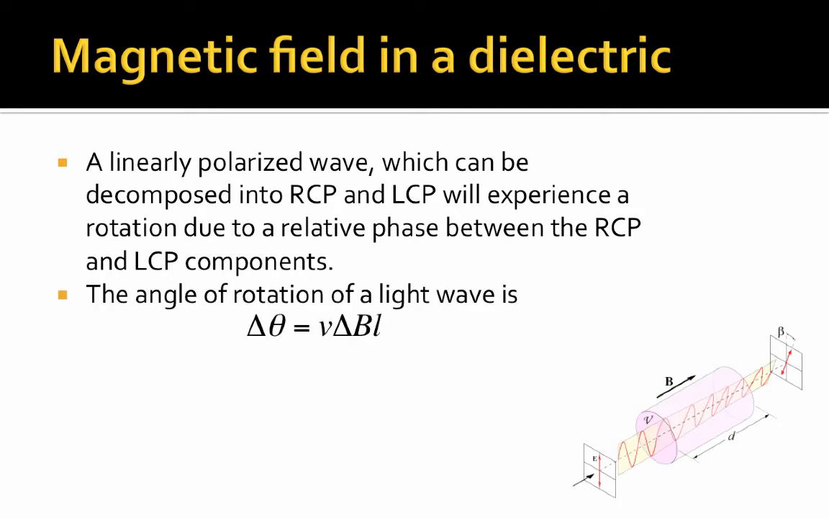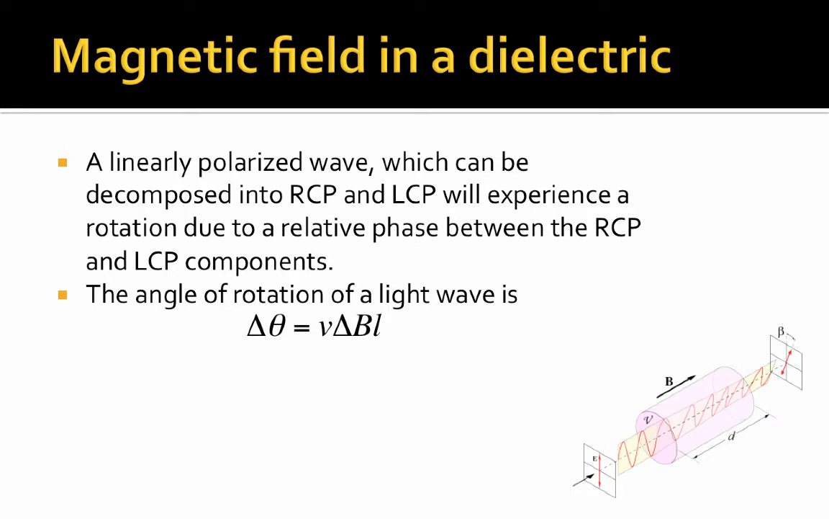The actual angle of rotation of the wave is given by this expression. It says delta theta, the angle with which the wave is rotated. In this picture, it would be a beta, so that's the same as our delta theta, is equal to V times delta B times L.